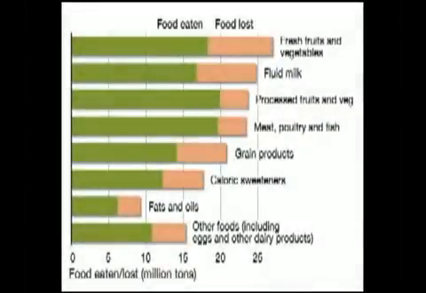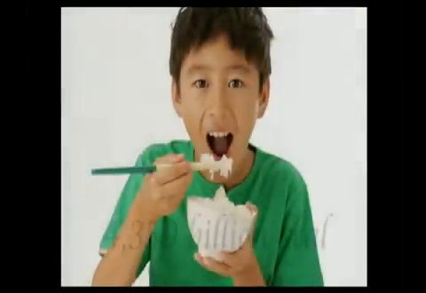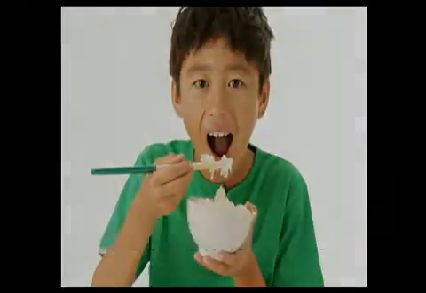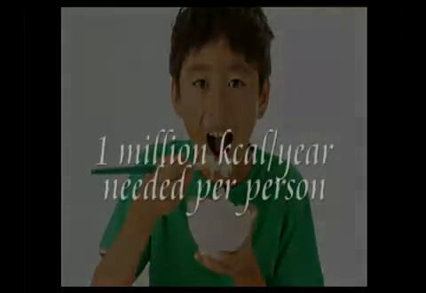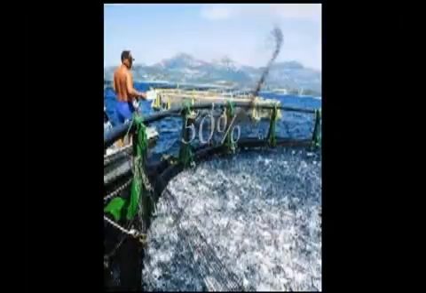For example, according to the database, by 2050, the yearly use of cereals for non-food use represents 4,350 billion kilocalories, which will translate into about 1 million kilocalories a year needed per person. And the amount of fish currently discarded at sea could alone sustain more than a 50% increase in agricultural production.